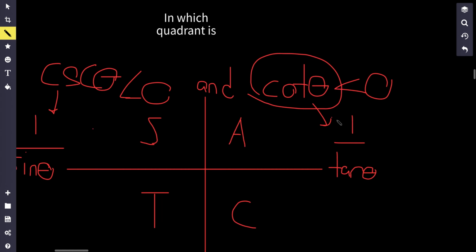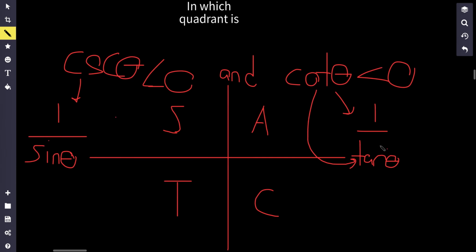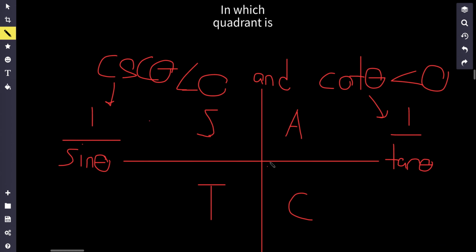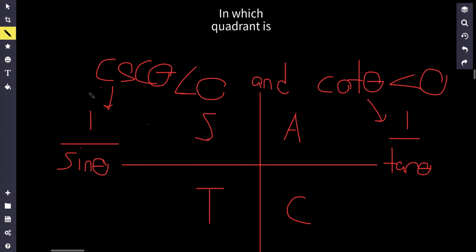Cotangent is 1 over tangent of theta, and it basically follows the same rules as tangent of theta. When tangent of theta is positive, well, 1 over a positive number will also be positive. If it's negative, well, 1 over a negative number is also going to be negative. So what you've got to know about the reciprocal trig functions is that the trend here is that they follow the same pattern as their counterpart.